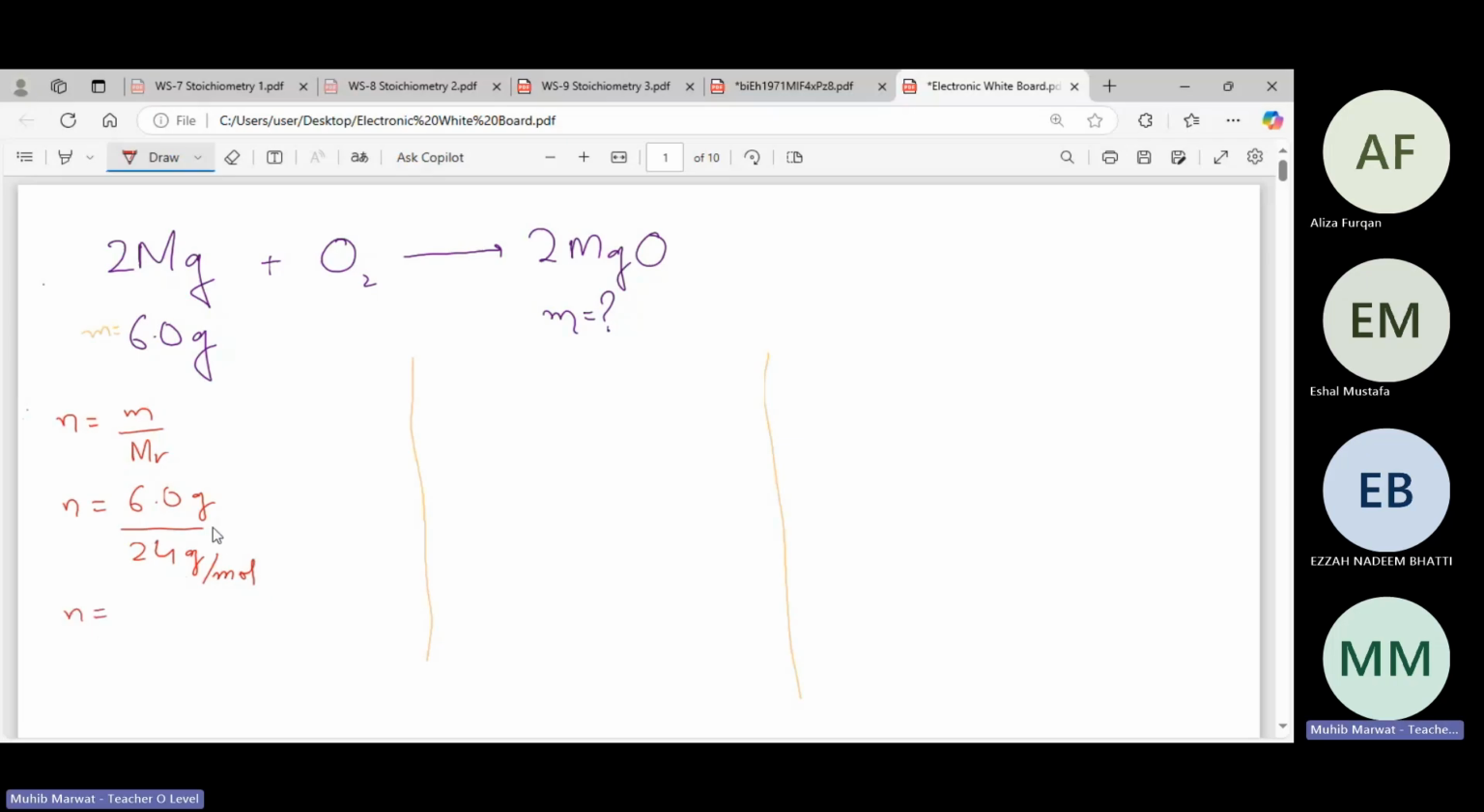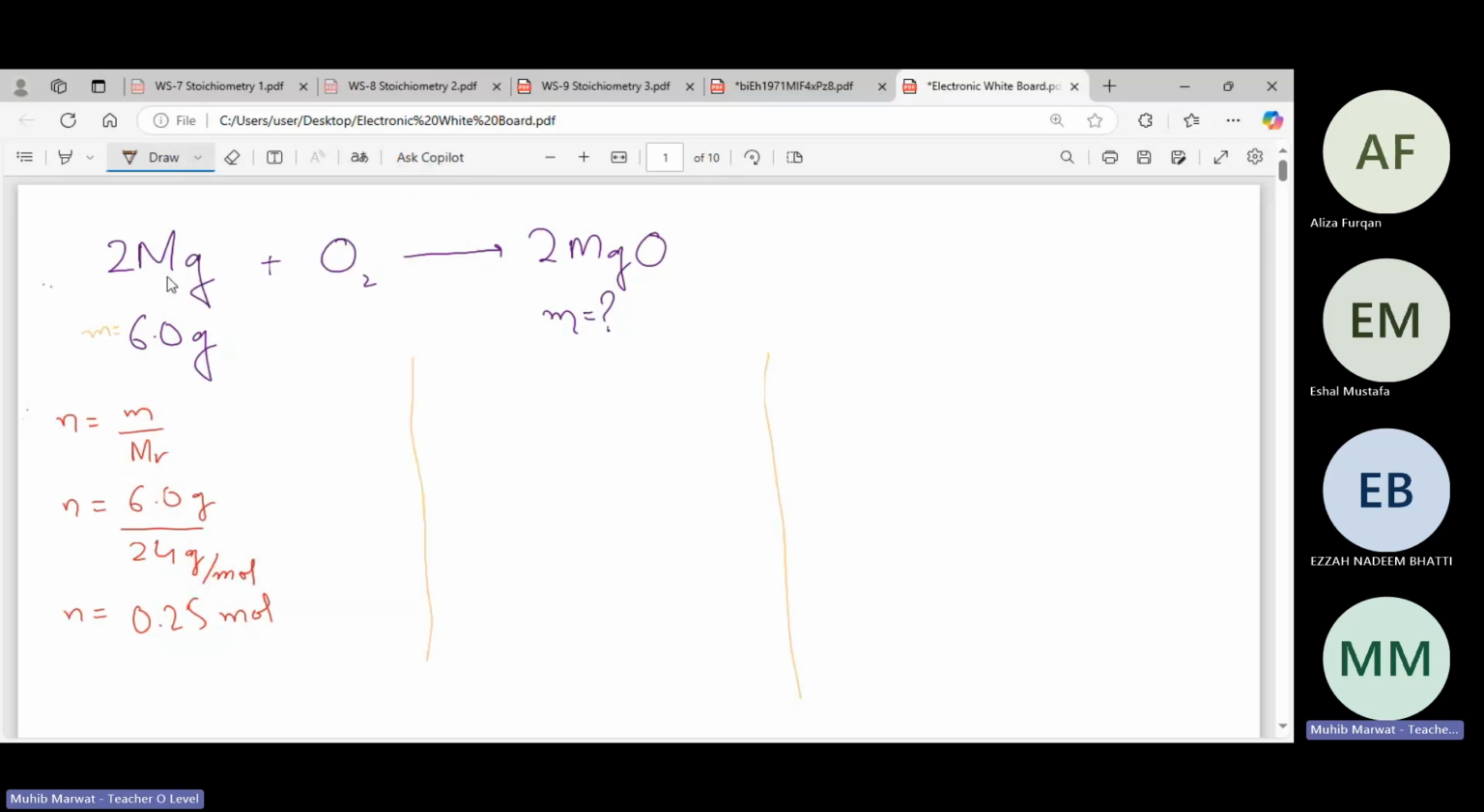So just calculate it, please. Anybody having a calculator, just do it. Hurry up, students. Anybody having a calculator? 0.25. 0.25 moles, right?